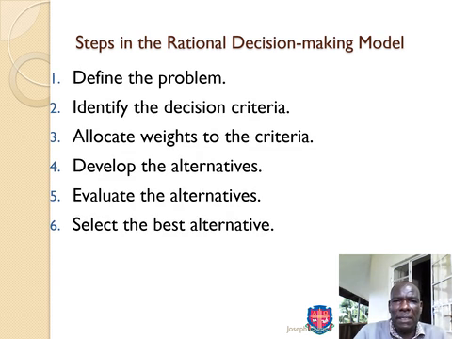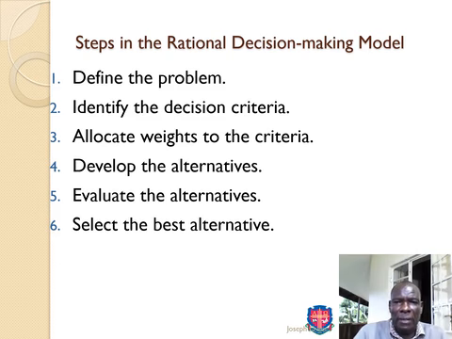There are steps in the rational decision-making model, and we have presented 6 of them. When you have a problem, the first step is to define the problem. After that, you identify the decision criteria. How are you going to decide what to do and what not to do? After that, you allocate the weights to the different criteria, and then you develop the alternatives, and then you evaluate the alternatives, and then select the best alternative.